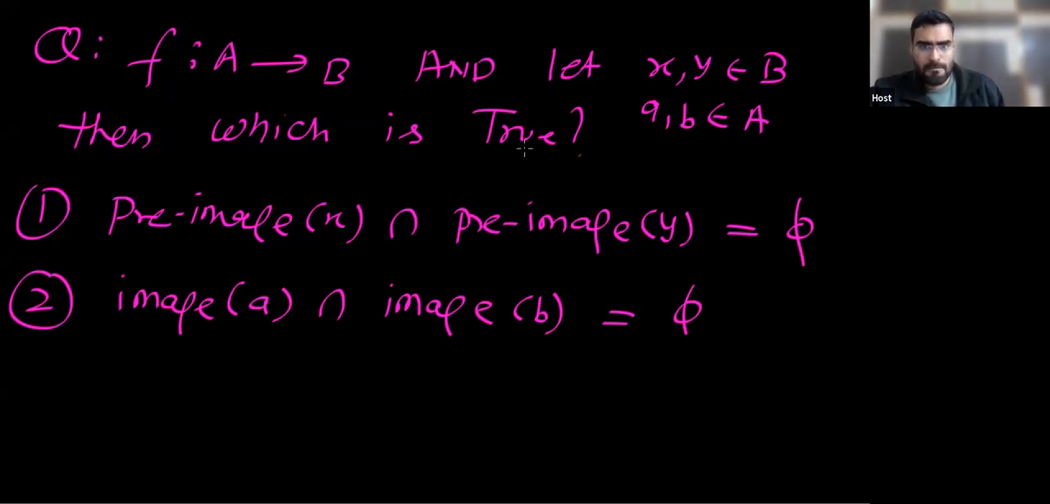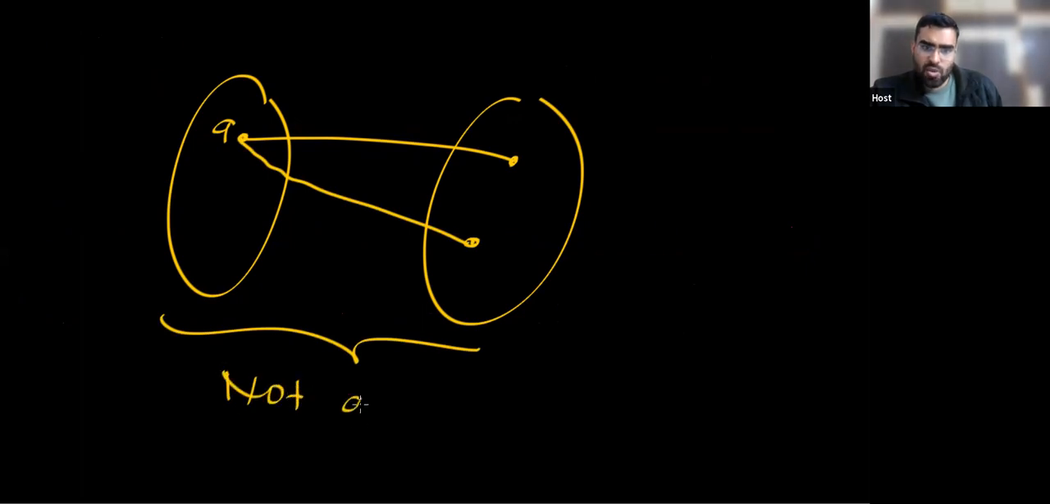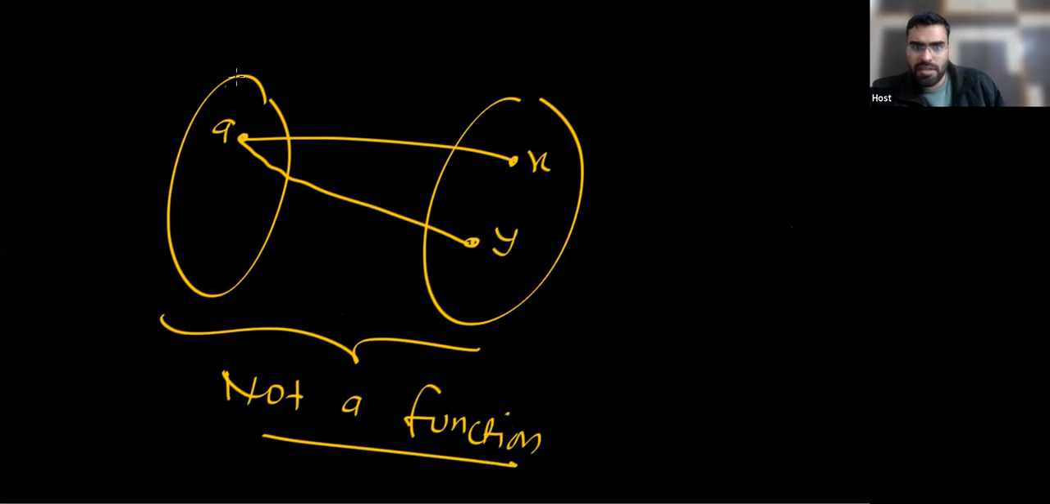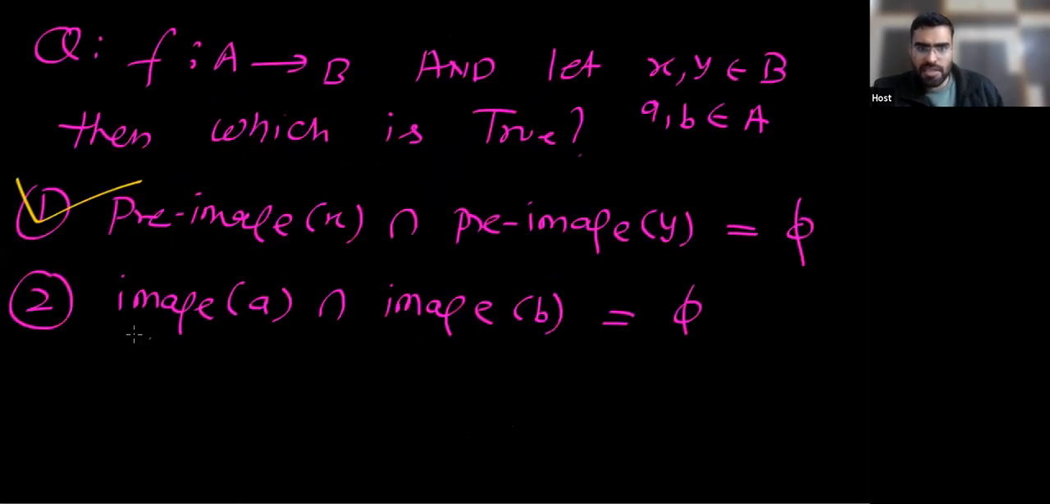Tell me, this is correct, right? Because just think about it, if two elements share a pre-image, like if this element has this pre-image, and let's assume this element also has this pre-image, now this is not a function, right? This is not a function, correct? Okay, anyway.